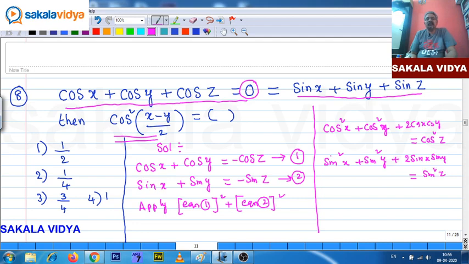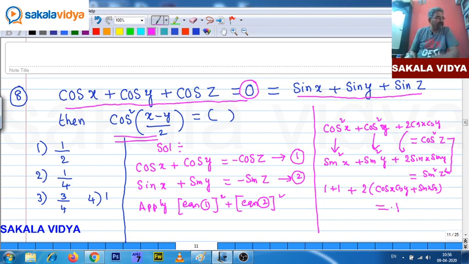So, adding these two, what will happen? Cos square x plus sin square x is 1, cos square y plus sin square y is also 1. So, 1 plus 1, and from these two we can take out 2 common: we have cos x cos y plus sin x sin y. Also, adding these two, cos square z plus sin square z is 1.